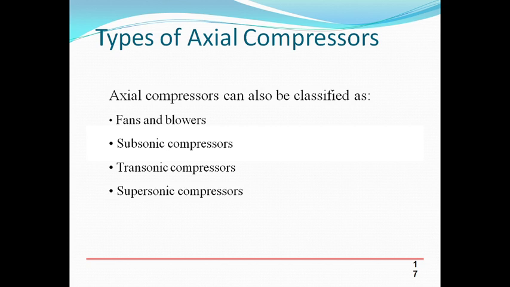Even in the axial compressors, we classify further. Some are called fans and blowers. Some are called subsonic, transonic, and supersonic. As the name says, the major job of fans and blowers is not really building the pressure. Their main job is to suck the air. Pressure rise is not an important thing for the fans. The pressure rise across the fan is very limited, very minimum. But their major function is to suck the air as much as required. Then in subsequent stages, the pressure will build up. Subsonic means those that run where the velocities are lower than sonic. Then there are transonic compressors and supersonic compressors. So depending on the need, we will go for different compressors.